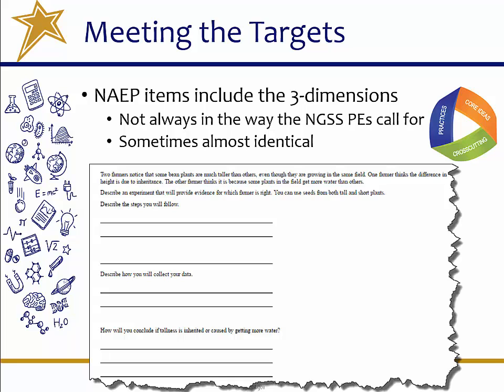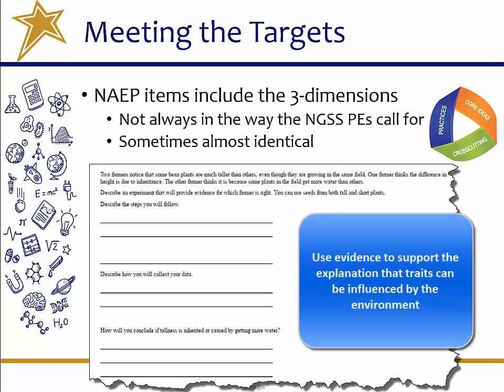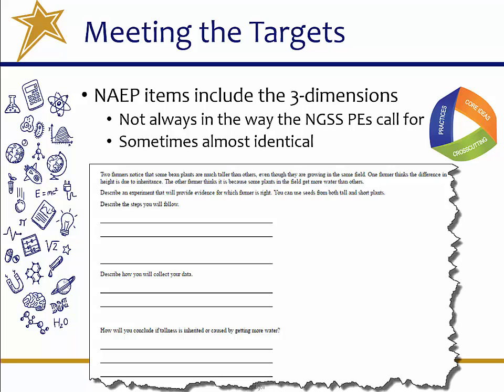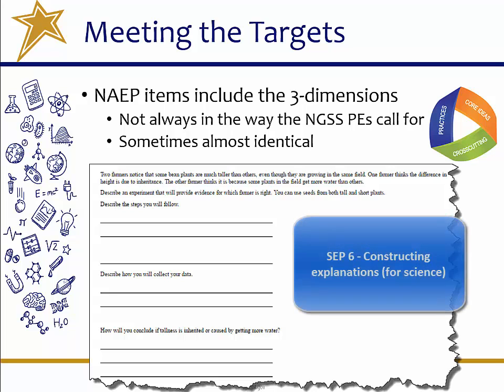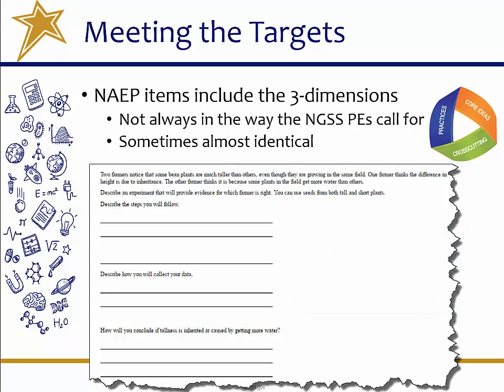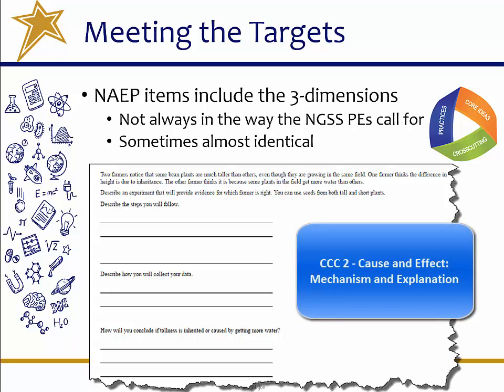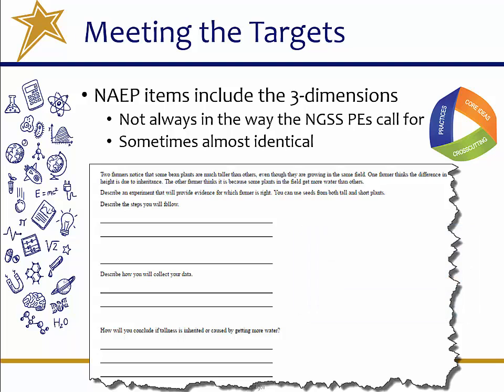Also, let's look at Grade 3 LS3-2. This states students should use evidence to support the explanation that traits can be influenced by the environment. This is further broken down into Practice 6, which is constructing explanations, the same component DCIs, and the cross-cutting concept cause and effect.